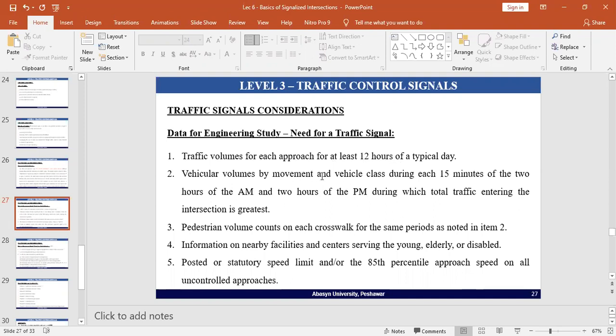Vehicular volumes by movement and vehicle class during each 15 minutes of the 2 hours of the AM and 2 hours of the PM during which total traffic entering the intersection is greatest. In the traffic volume study you will also get to know about the type of vehicle as well.